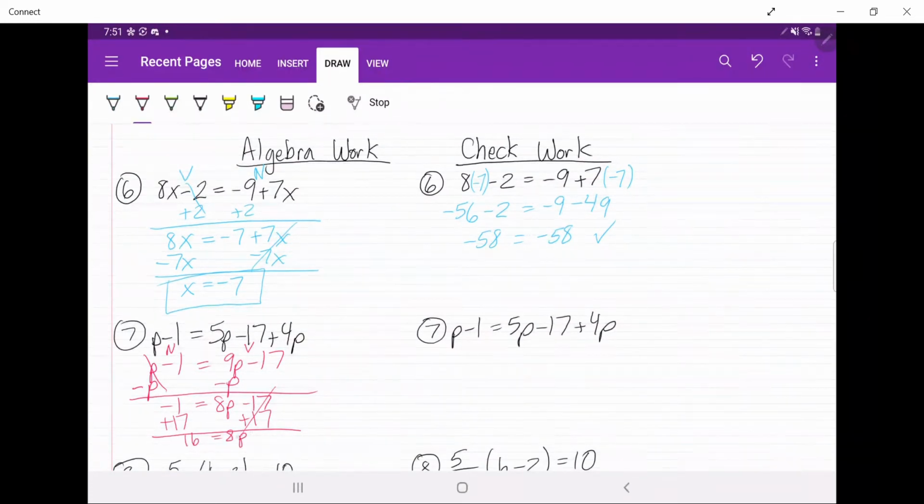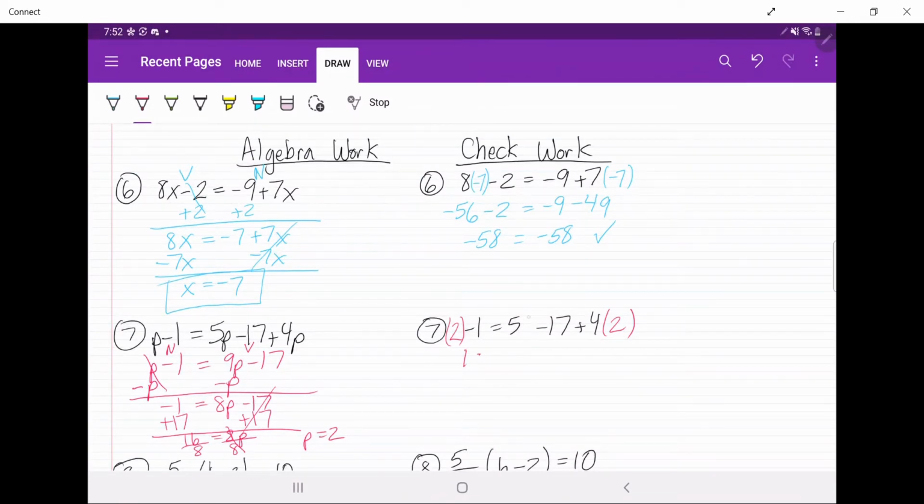Lastly, we need to get p alone, so we will divide both sides by 8 because it's 8 times p and the inverse of multiplying is dividing. So divide by 8 on both sides and we're left with p equals 2. Now we check our work by plugging in p as 2. So anytime I see a p, I'll erase that and write the number 2. There we go. So 2 minus 1 is equal to 1.